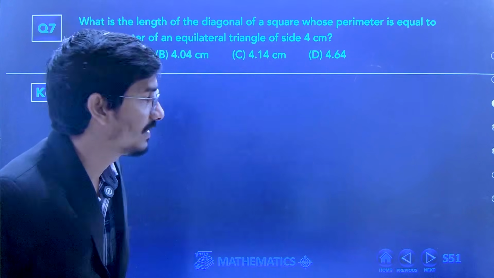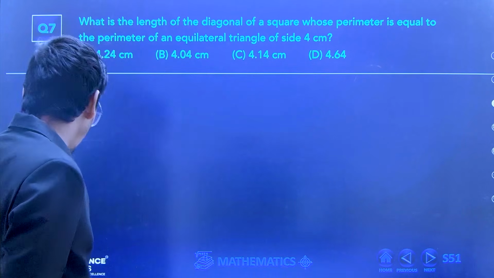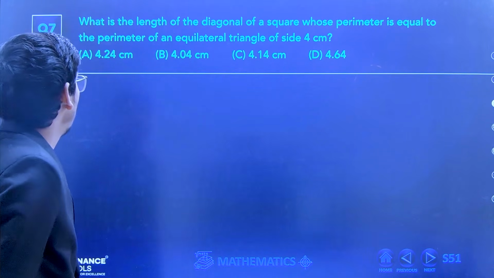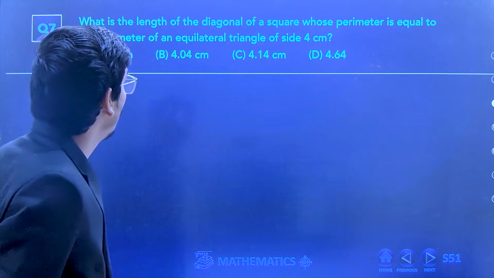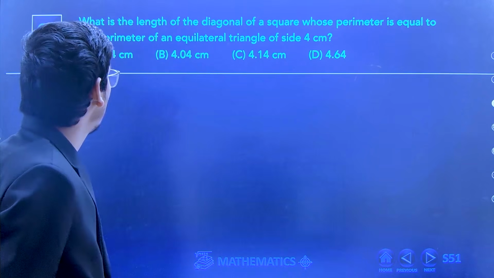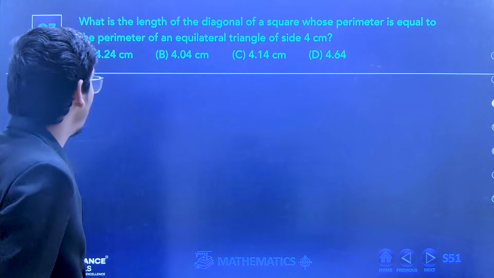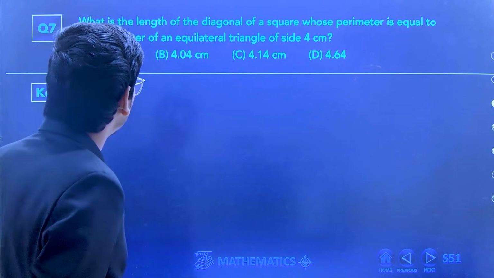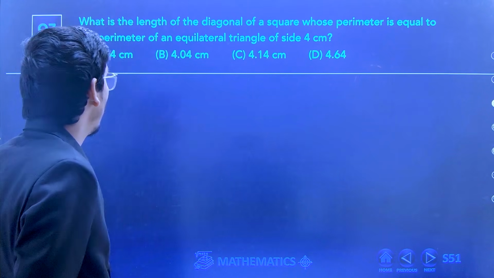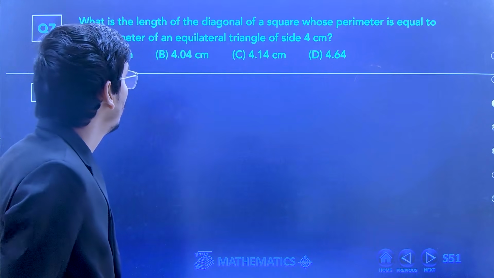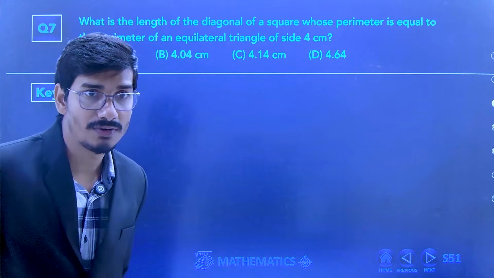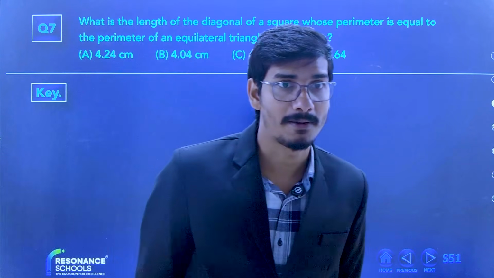In the question, it's asking what is the length of the diagonal of a square whose perimeter is equal to the perimeter of an equilateral triangle of side 4 centimeter. What is the length of the diagonal of a square whose perimeter is equal to the perimeter of an equilateral triangle of side 4 centimeter?